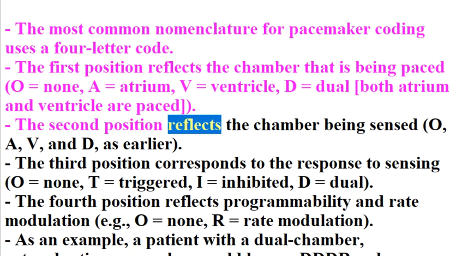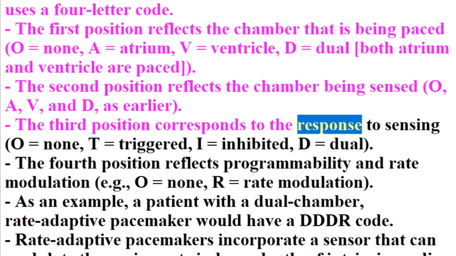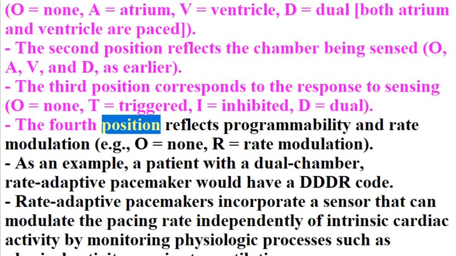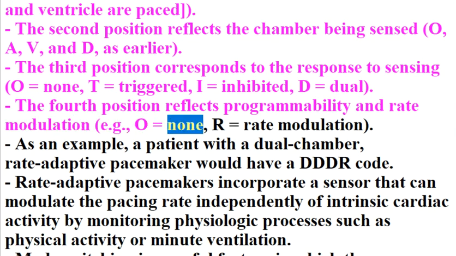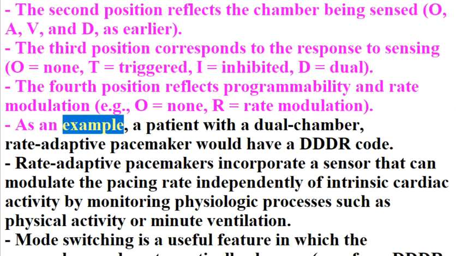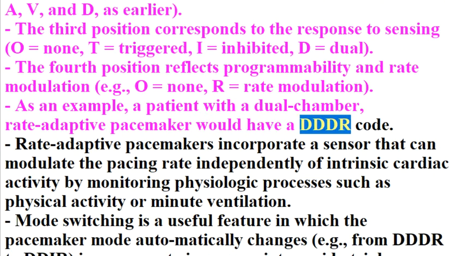The second position reflects the chamber being sensed: O, A, V, and D, as earlier. The third position corresponds to the response to sensing: O equals none, T equals triggered, I equals inhibited, D equals dual. The fourth position reflects programmability and rate modulation, e.g., O equals none, R equals rate modulation. As an example, a patient with a dual chamber, rate adaptive pacemaker would have a DDDR code.